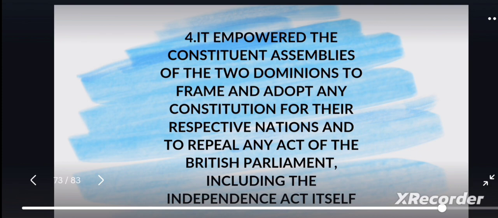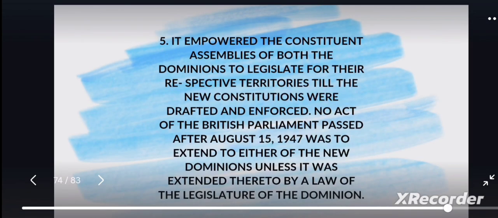It empowered the Constituent Assembly of the two dominions to frame and adopt any constitution for their respective nations and to repeal any act of the British Parliament, including the Independence Act itself. It empowered the Constituent Assembly of both the dominions to legislate for their respective territories till the new constitutions were drafted and enforced. No act of the British Parliament passed after August 1947 was to be extended to either of the new dominions unless it was extended thereto by a law of the legislature of the dominion.